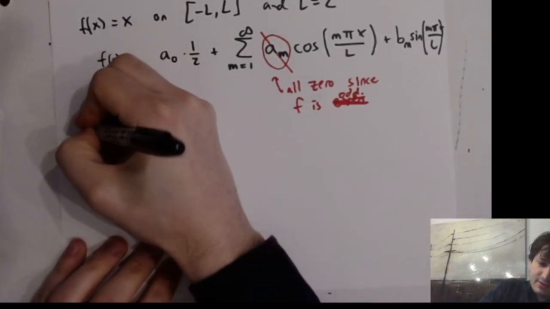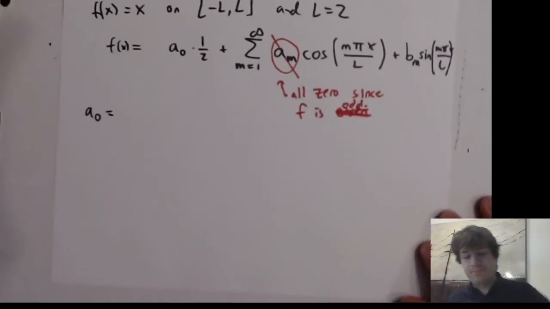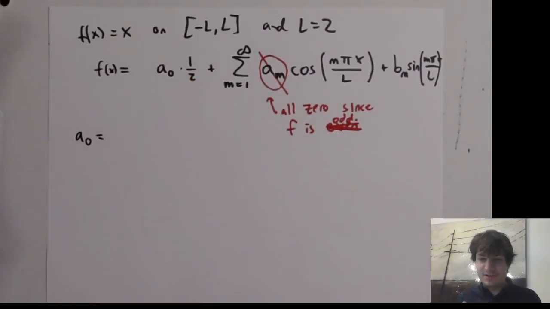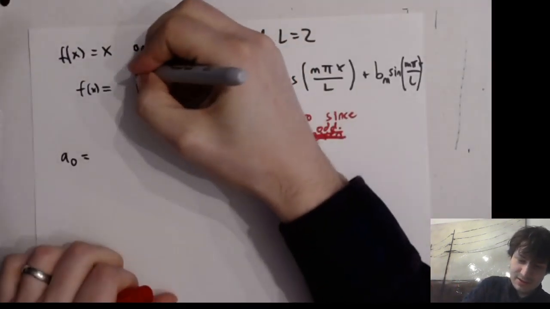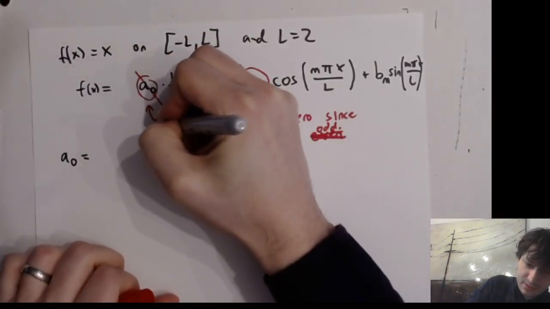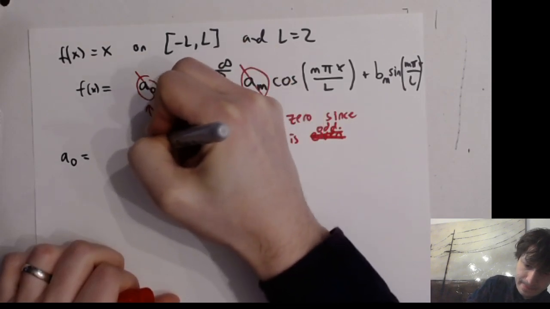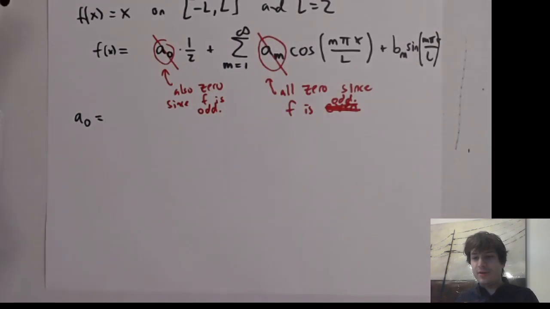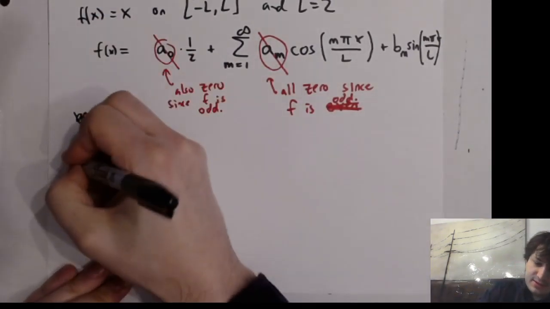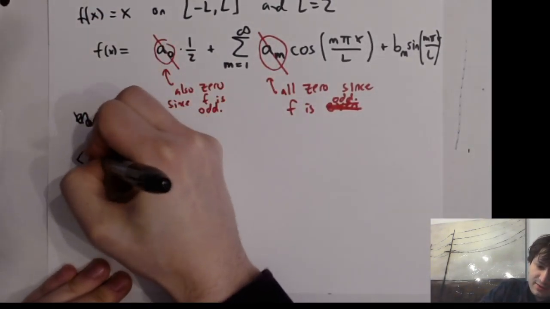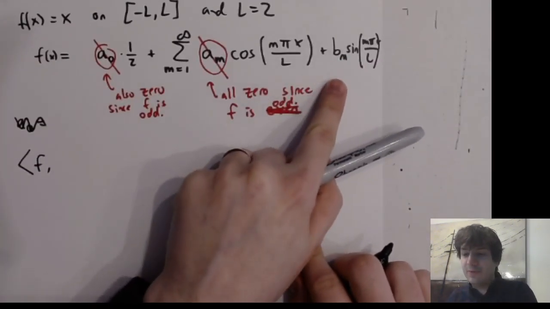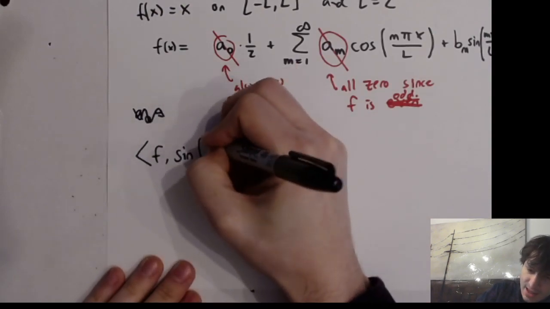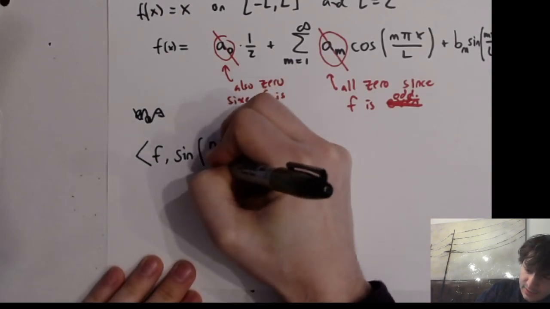So a0 is equal to... In fact, I think it's also true, the function 1/2 is an even function, so why don't we also do this as well? Also 0. So all the a's are 0. We're left with the b's, so let's do this one. I'm going to do the inner product of f, to extract the coefficient bm, with the sine function, sine of n pi x over L.